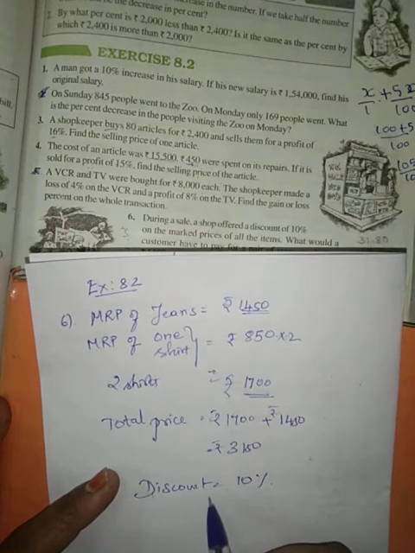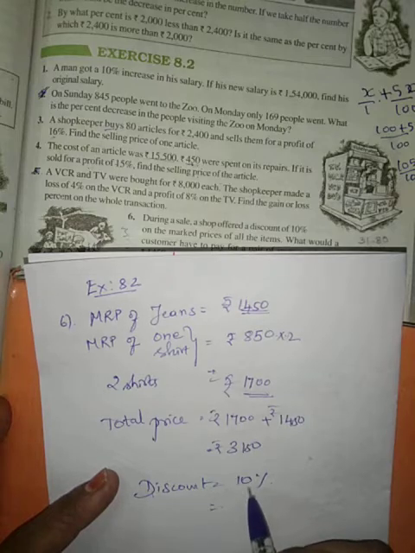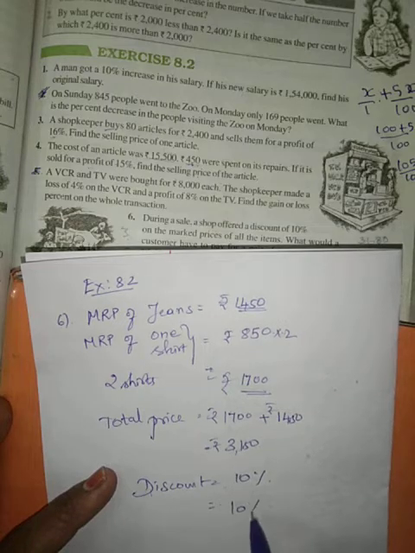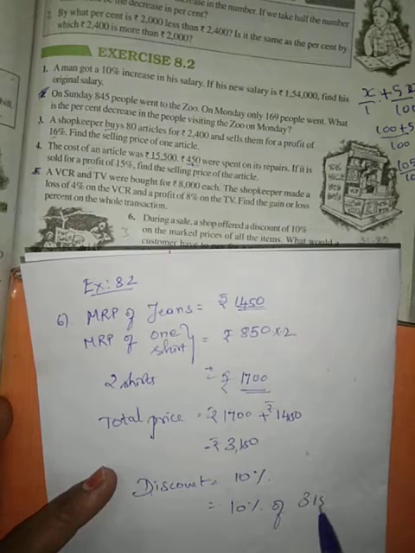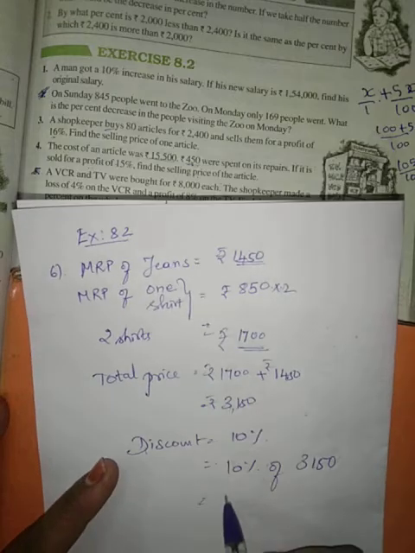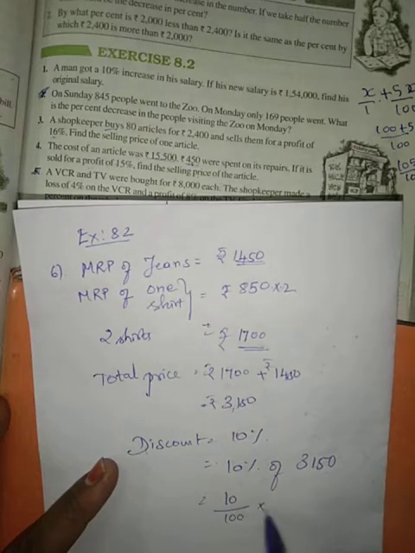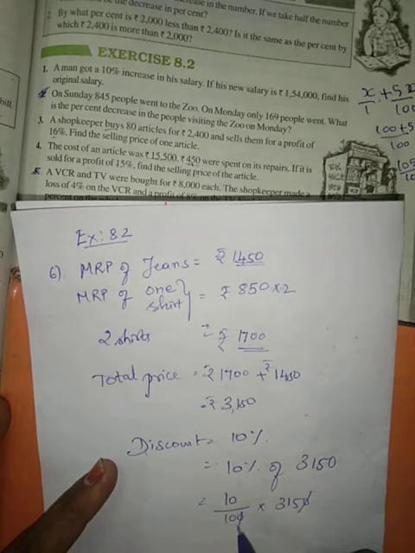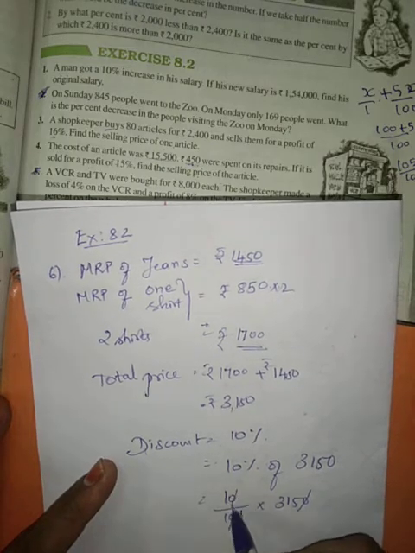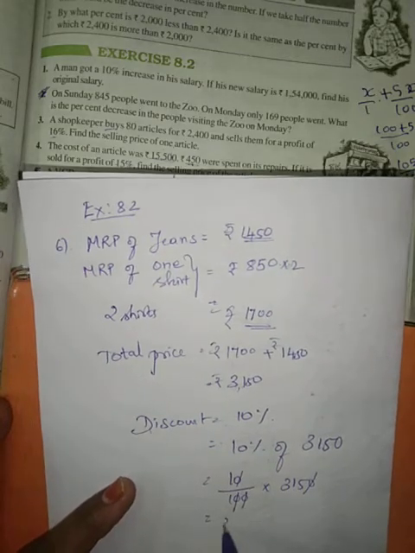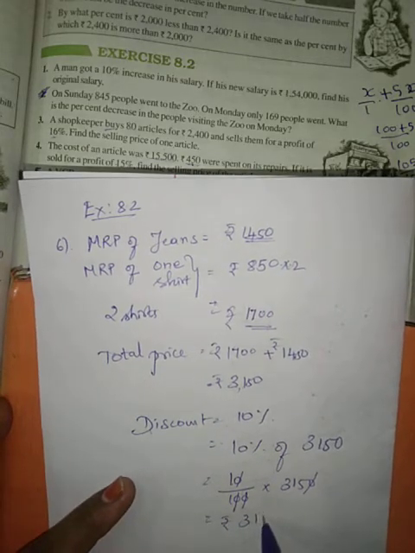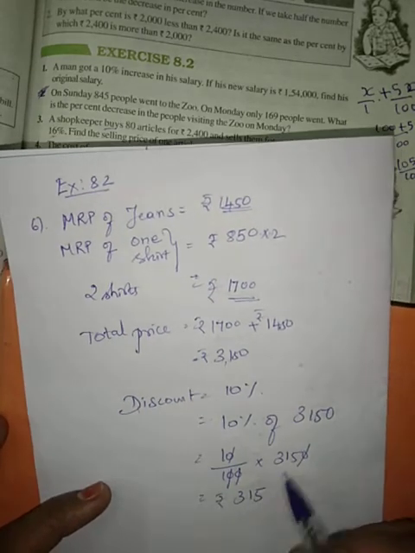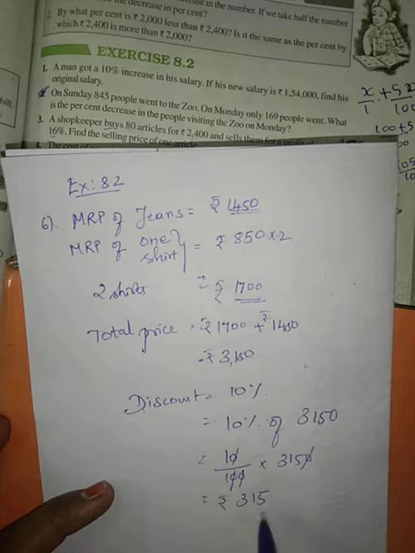So 10% of what amount? 10% of 3150 rupees. So 10% of 3150, that is 10 divided by 100 multiplied by 3150. This 0 and this 1 0 here will get cancelled, this 0 and this 0 will get cancelled. Now the amount will be 315 rupees. So 315 rupees he need not pay. That is, the discount amount is 315.